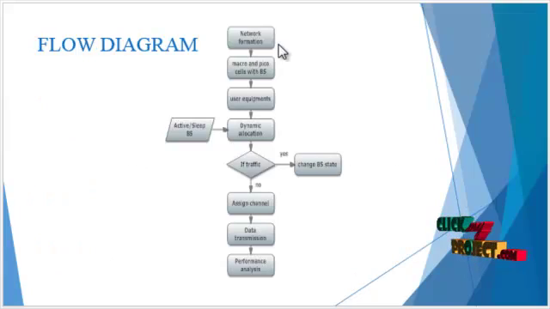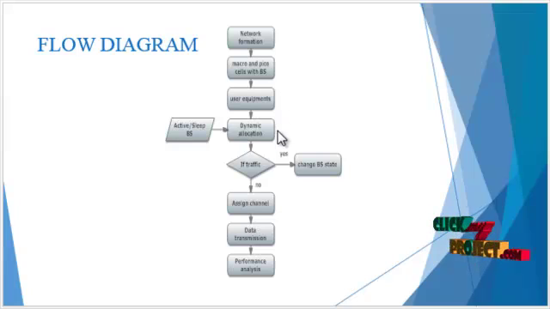Let's see the flow diagram of our process. First, the network is formed with a number of nodes. These nodes are deployed in the macro and the pico cells with the base stations. The users are represented as the user equipments, which are considered as the nodes in the network.